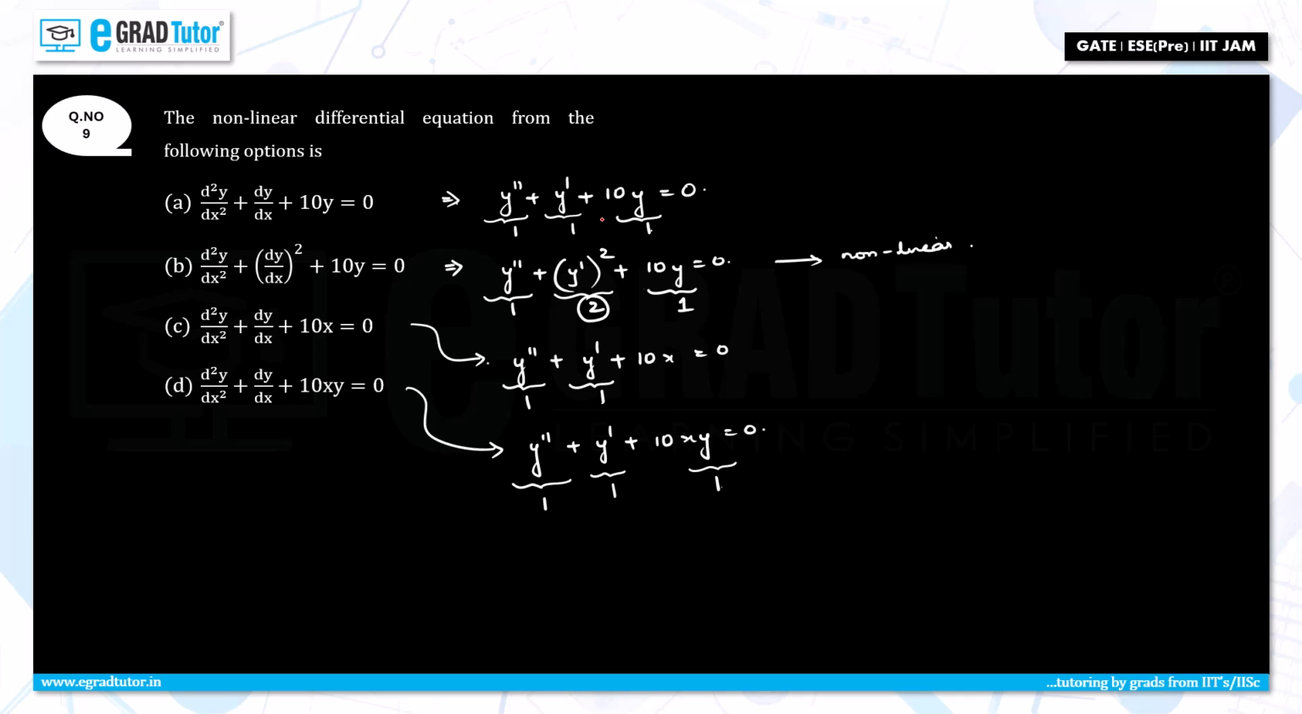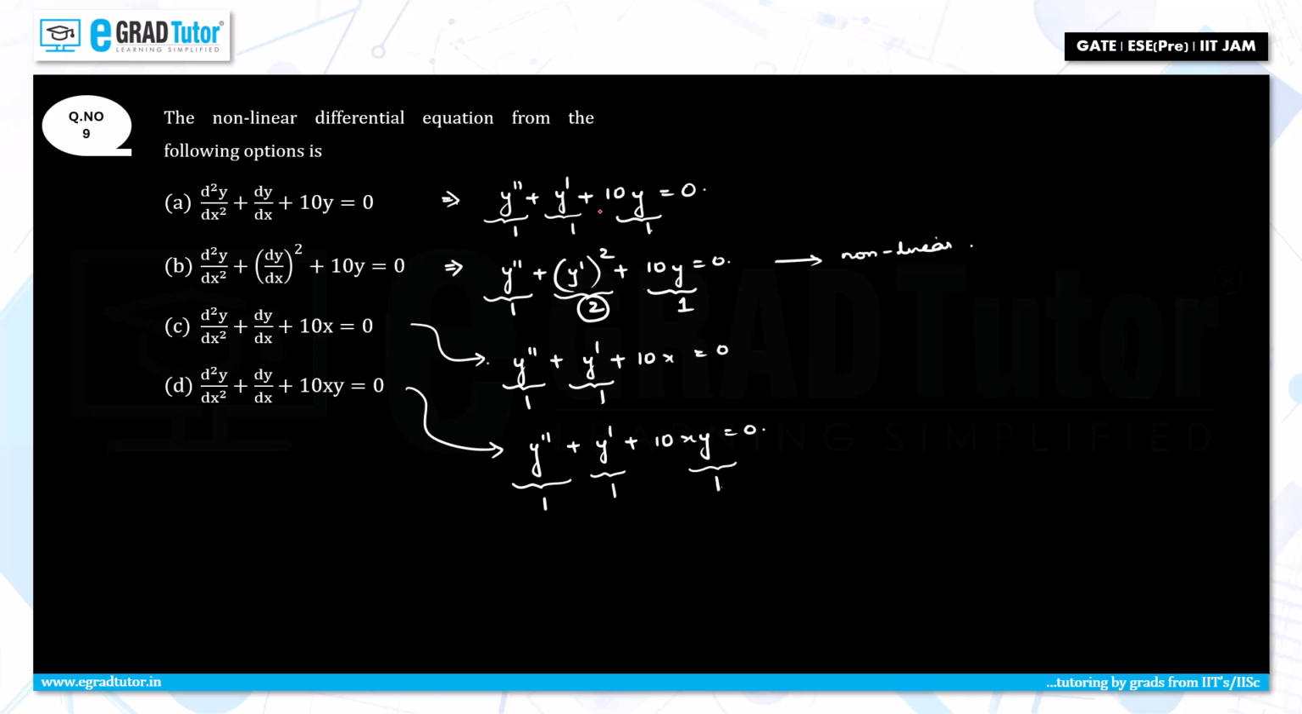If you see all the terms have the degree equal to 1, it's linear. If any one term in the differential equation has a combined degree greater than 1, then it's nonlinear. Okay, is this clear? I suppose this classification of linear and nonlinear differential equations is clear.